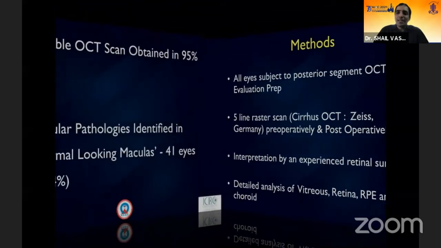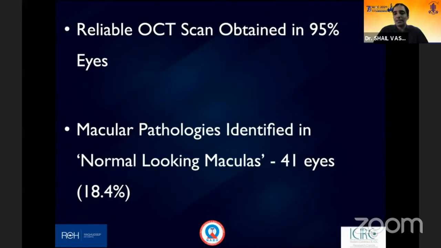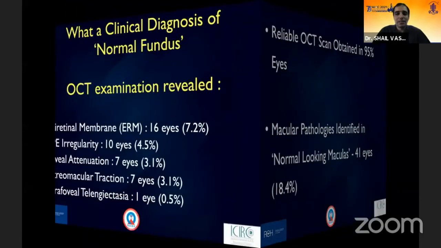And the patients were clinically evaluated by retinal surgeons, and even the OCT was evaluated by the retinal surgeons. So the first important observation that we found in our study was that a reliable OCT scan could be achieved in 95% of eyes. So even in very dense cataracts, in most cases, you are able to get a good signal strength enough to get a reasonable scan. And macular pathology was identified in 18% of eyes, where it was labeled as normal retina, normal fundus, normal fovea by the retinal surgeon himself.